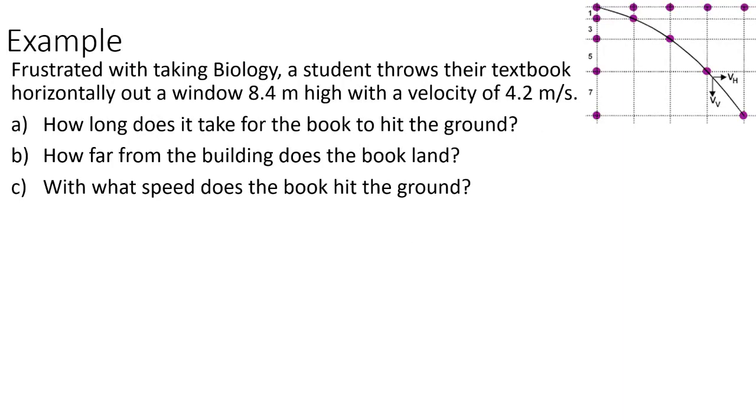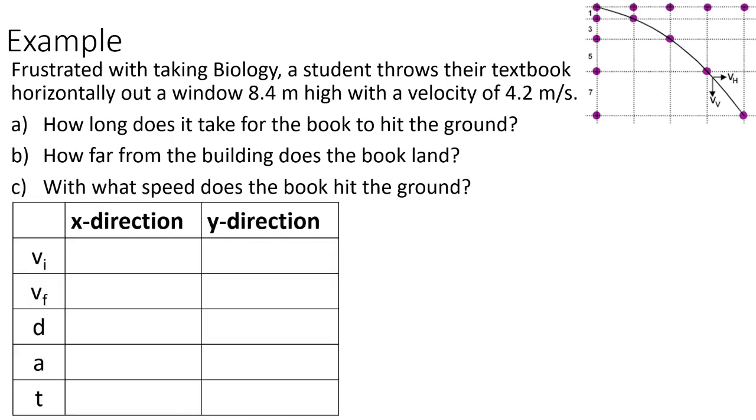Okay, so frustrated with taking biology, a student throws their textbook horizontally out a window 8.4 meters high with a velocity of 4.2 meters per second. How long does it take for the book to hit the ground? How far from the building does it land? And with what speed does the book hit the ground? Okay, so for projectile questions, we are going to apply our VIFDAT in both the x and the y directions.